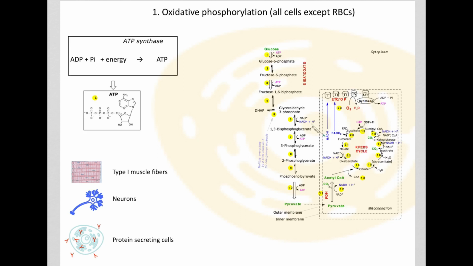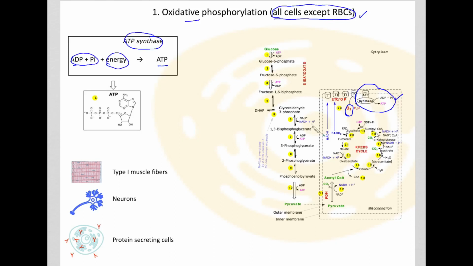Most of the ATP in cells, except for the red blood cells, is made by oxidative phosphorylation. Here ADP and Pi react in the presence of energy to form ATP, and this is carried out by the enzyme ATP synthase, and this is the location of this enzyme in the mitochondria. Red blood cells do not have mitochondria, therefore they cannot do oxidative phosphorylation, but any cells that have mitochondria and have sufficient oxygen will get most of their ATP through oxidative phosphorylation.